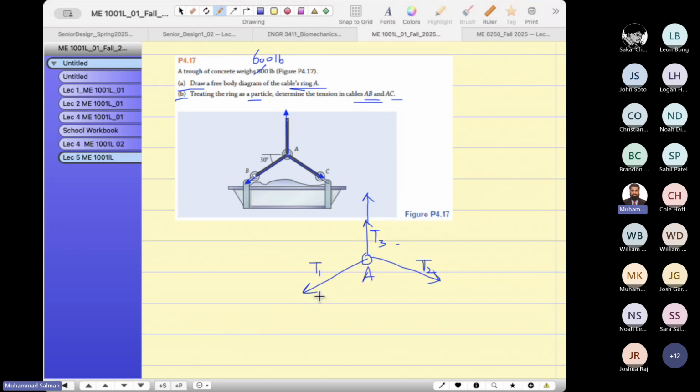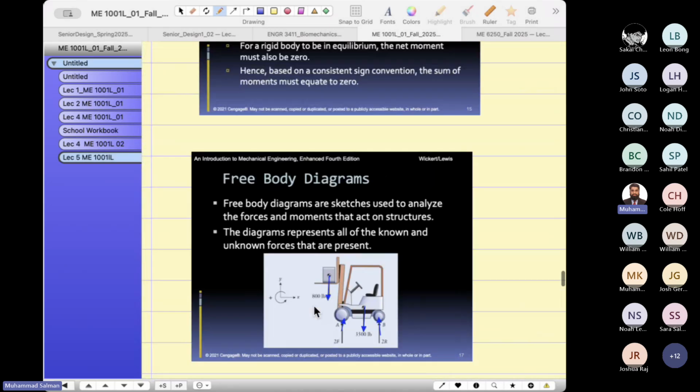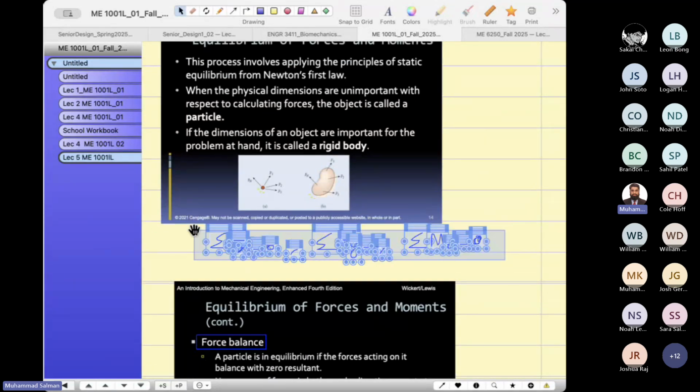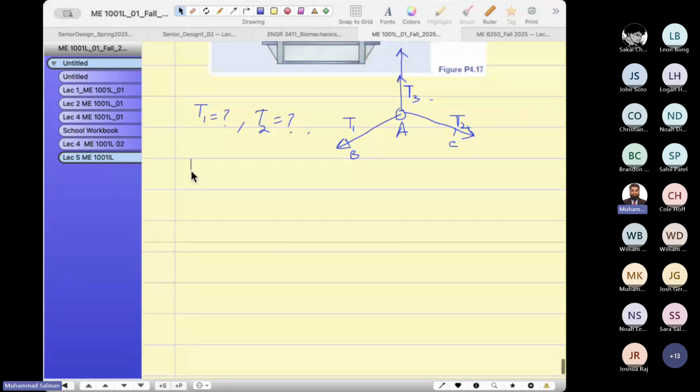So this is my A, this is my point B, this is point C. You have to find out T1, T2. So let's apply the equilibrium condition. What was the equilibrium condition? All the forces along the horizontal direction are equal to 0. Along the vertical direction, they are equal to 0. And the moment about the axis. So let's do this. All the horizontal forces.